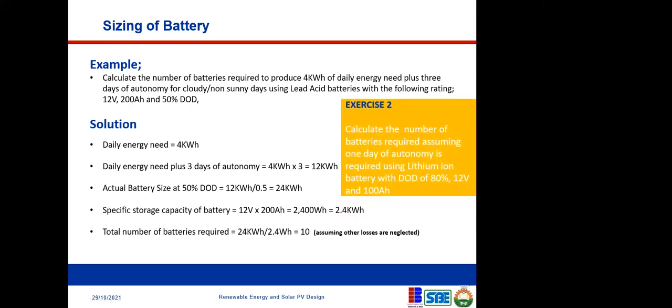So if that's clear, let us do a simple exercise again. This is exercise 2. Calculate the number of batteries required, assuming 1 day of autonomy is required, using lithium-ion battery with a DoD of 80%, 12 volt and 100 amp hour. Let us just do this on our own and then post our results.